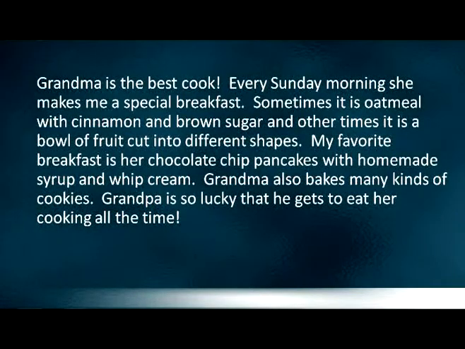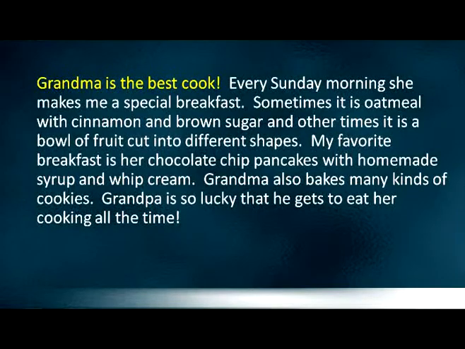Now let's look at the first sentence. Grandma is the best cook. This is our main idea. The main idea is what we're going to be talking about, which is Grandma and Grandma's cooking. Therefore, the main idea is stated here in the topic sentence. Grandma is the best cook. We see that Grandma is the topic, and what about Grandma are we writing about? How she's the best cook.